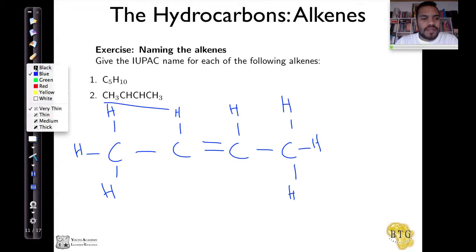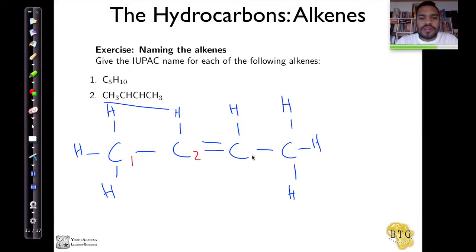Right. Let's name it. Not yellow, but red. Closest to the double bond, 1, 2, 3, and 4. So 1, 2, 3, 4 is bute. And there's a double bond involved, so it's ene. And that double bond is on the second carbon, so it's bute 2-ene. Now remember, bute 2-ene, bute 1-ene. There's no 3-ene because you'd be numbering from the other side. Those are structural isomers of one another.